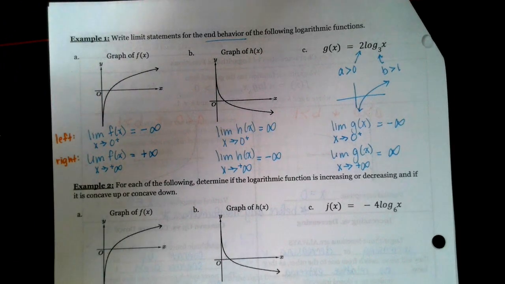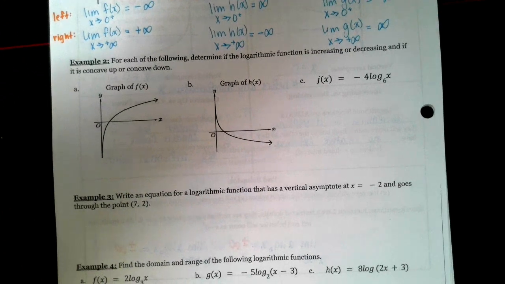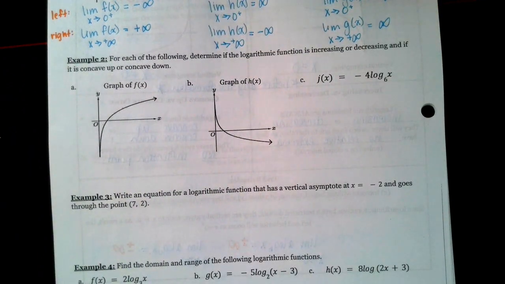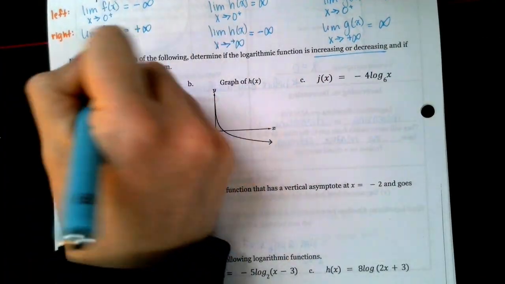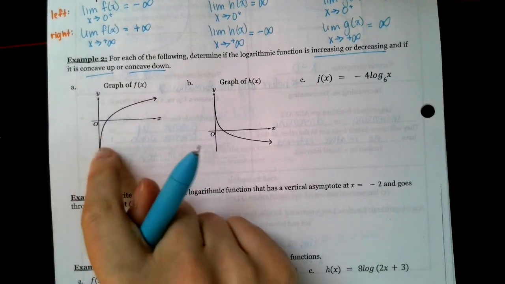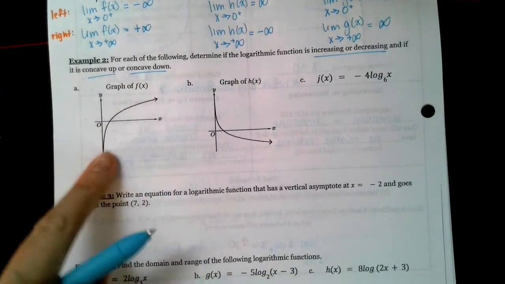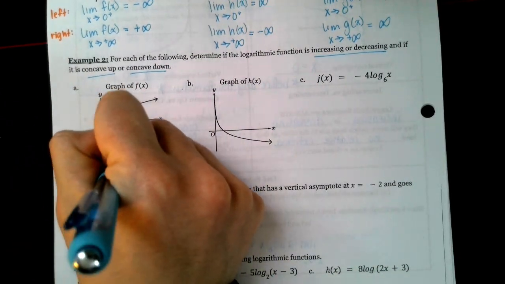So example 2, I am only going to do A and C. For this one, it says for each of the following, determine if the logarithmic function is increasing or decreasing. So we have to include that. And if it is concave up or concave down. So for A, my graph is increasing, right? It is going up as I go to the right. So we're going to say increasing.